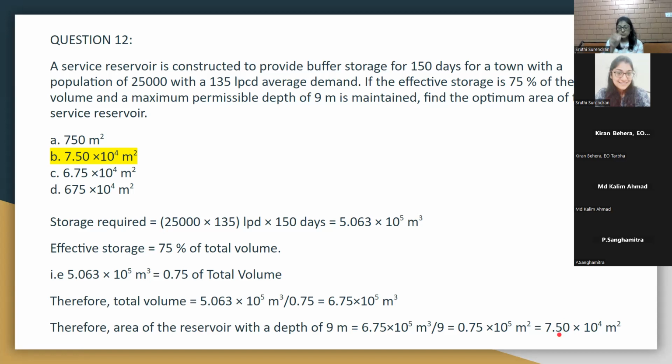I'll give you some more time to go through this solution. You want to take it down? The slides are available. You can go through it.